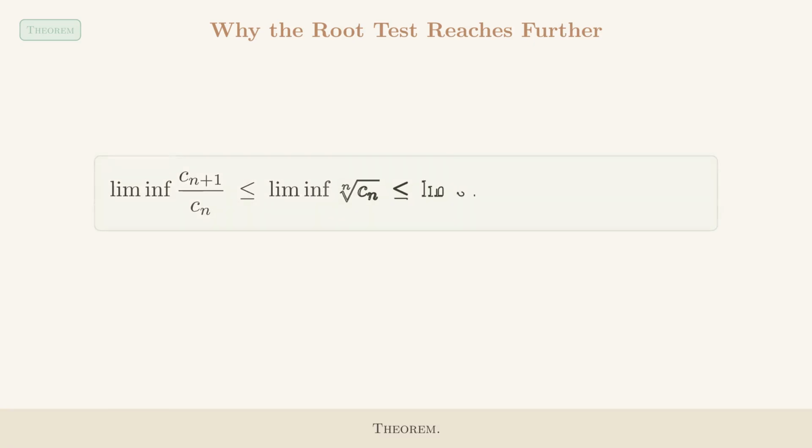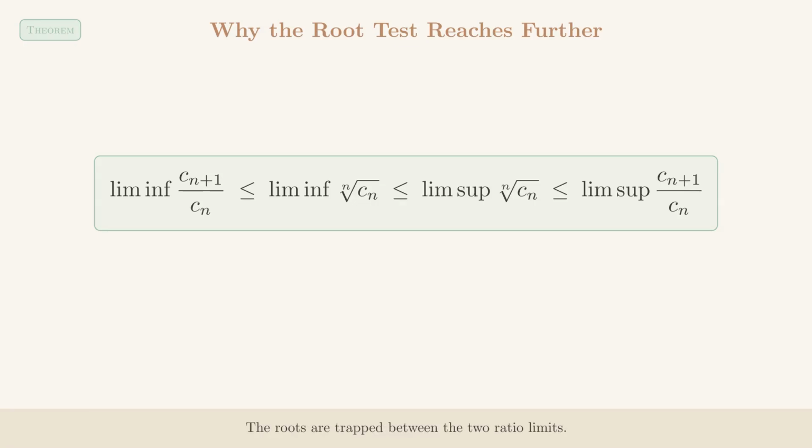For any sequence of positive numbers, the lower limit of the ratios is at most the lower limit of the roots, and the upper limit of the roots is at most the upper limit of the ratios. The roots are trapped between the two ratio limits. That single fact is the reason the root test never loses to the ratio test.